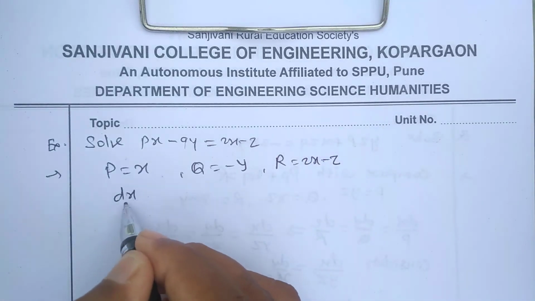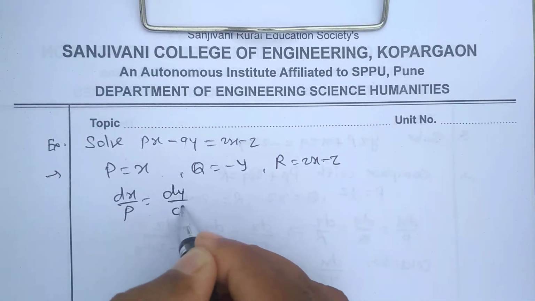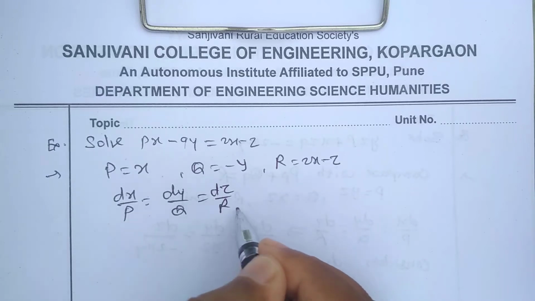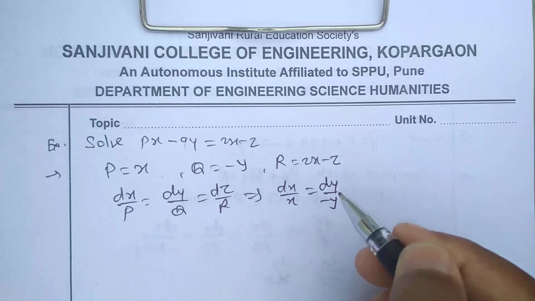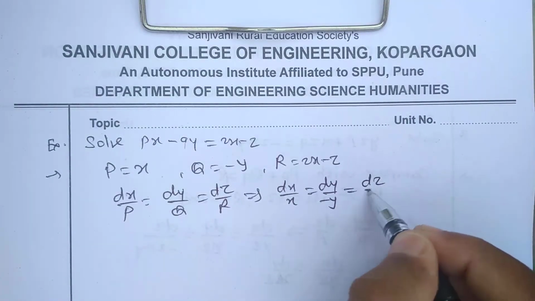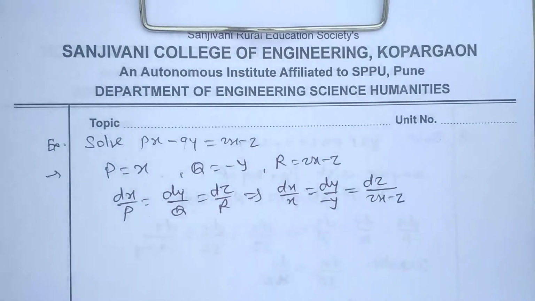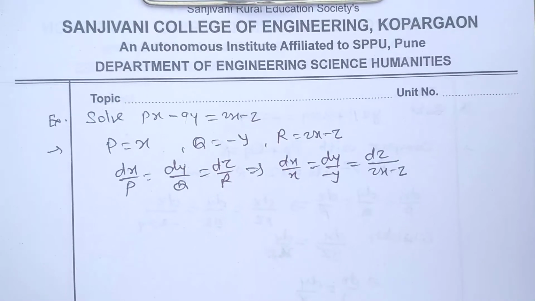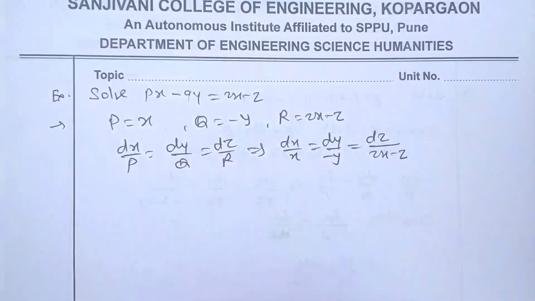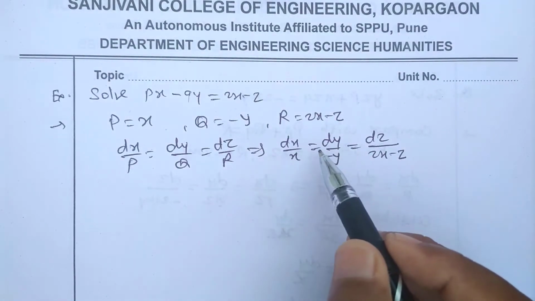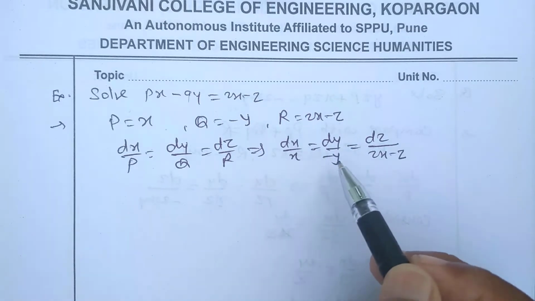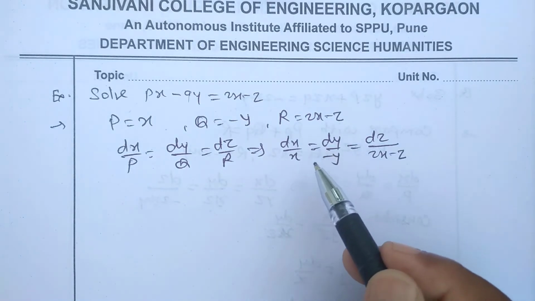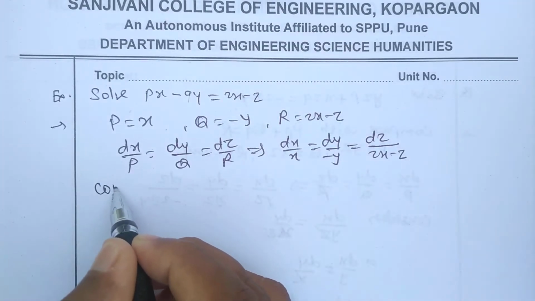So we can write dx upon P equals to dy upon Q equals to dz upon R. That is dx upon x is equals to dy upon minus y is equals to dz upon 2x minus z. So again we are going to try to solve this by using grouping method. See, if you try to consider the first group, that is first and second term, here in the numerator dz is absent, and also from the denominator the term of z is missing, so you can use this group.